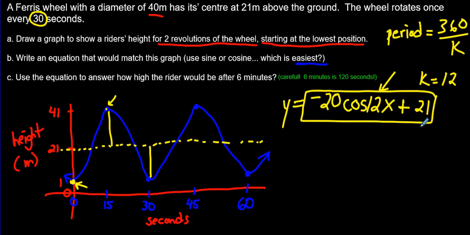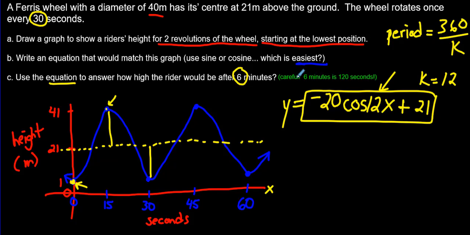Okay? So we could go and punch this into Desmos and graph it, and we would get a graph that looks a lot like this. Use the equation, however, not the graph, to answer how high the rider would be after 6 minutes. This is where I messed up when I first looked at this question. I just put a 6 where I see the x, because I know the x-axis here is referring to time, and I threw the 6 in where the x is. Not a good idea. Can you see the mistake I made?